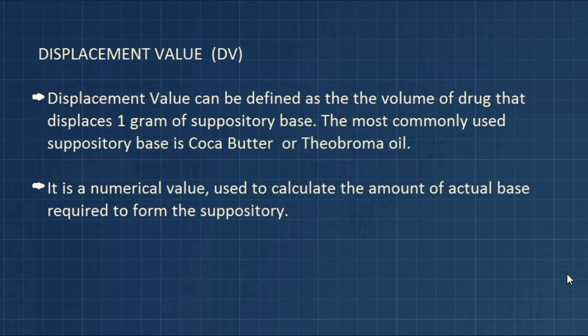It is a numerical value which is used to calculate the actual base which will be required to form the suppository. What happens is that the actual base required to form the suppository is much lower than the theoretical base. From the conceptual part we can calculate the amount of base that will be required to form the suppository, and that is called the theoretical base. And another one is the actual base which will be required in practical use. Let me describe the difference between the theoretical base and the actual base.